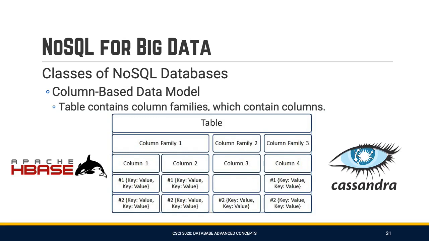Column-based data is a system where your table contains column families, and those column families in turn contain columns. The columns themselves contain a key that has a value along with it. The tables that we are used to seeing in a relational model are really row-based. But to store things in a column-based way, you would instead store a comma-separated list that contains the key and the value, the key being the column name, and the value being the actual value of the data for that particular position in a row.